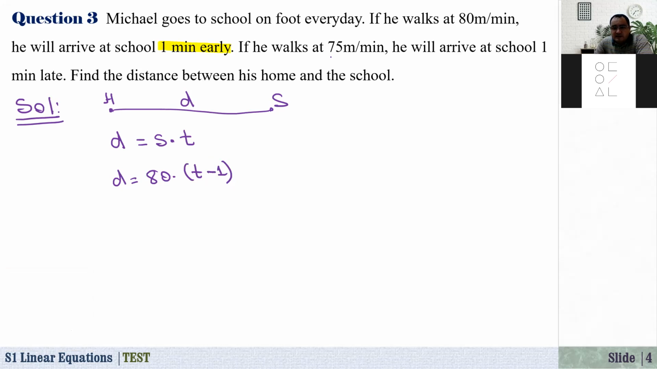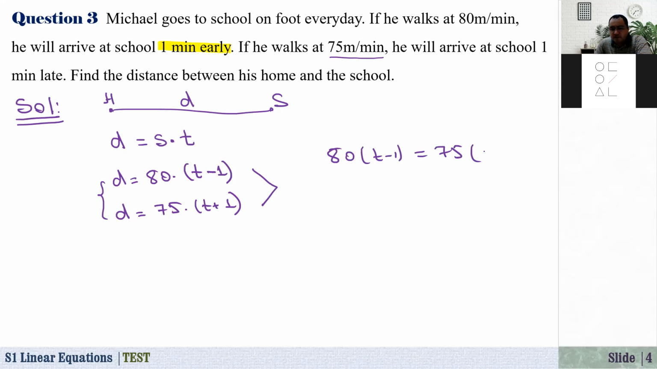And if he walks at 75 meters per minute, the same distance d, he will arrive at school 1 minute late than the usual time, right? So it will take one more minute to arrive at the school. Find the distance. So as you see here, we are going to solve this system of equations, the left-hand sides are equal. So that means the right-hand sides should also be equal, which means that 80 times t minus 1 should be equal to 75 times t plus 1.